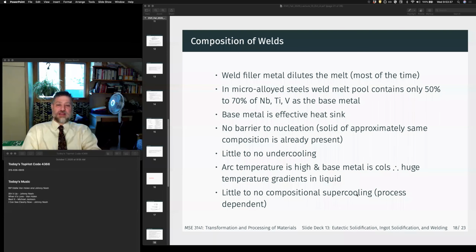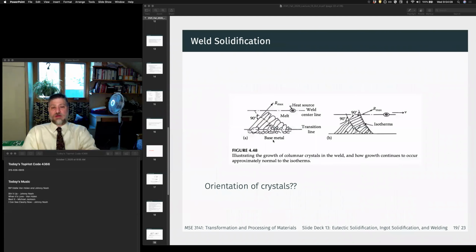So we don't get the same type of dendritic structures that we get in an ingot solidification, right? Of course, this is process dependent, so some processes have lower temperature gradients. But for the most part, if we just think about arc welding, we don't have any real compositional supercooling that we need to consider, okay?